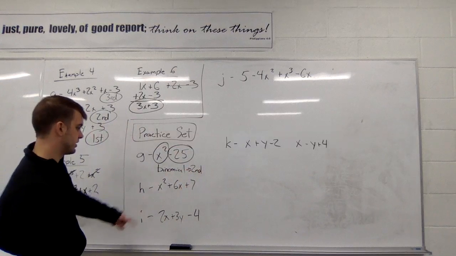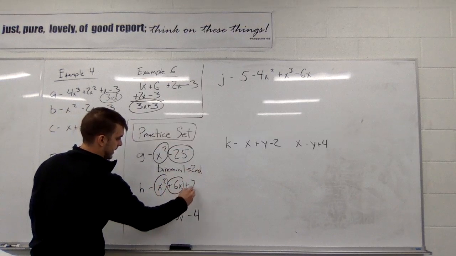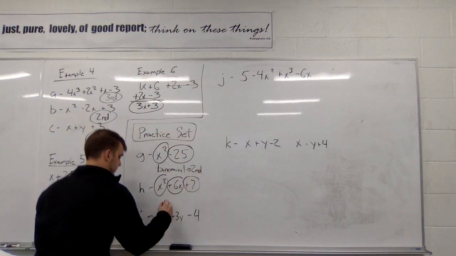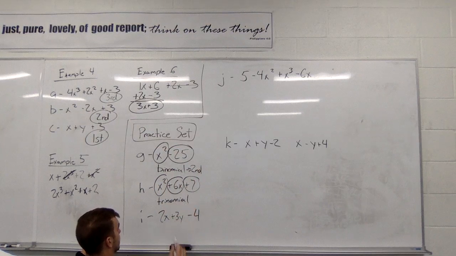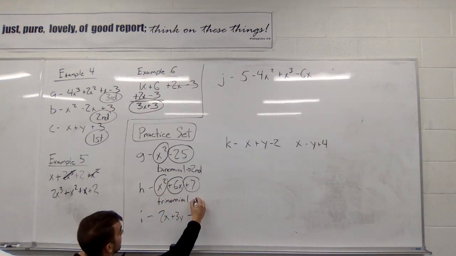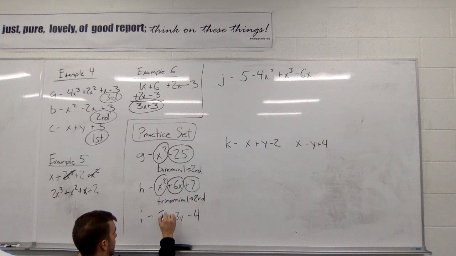H here, how many terms do you have? Well, you have the first one, then you have another positive sign and another one. So how many terms? 3. It is a trinomial. That's the name of it. What is the highest degree? It's the 2 here, so it's second again. Trinomial, second degree. Last one, how many terms do you have?